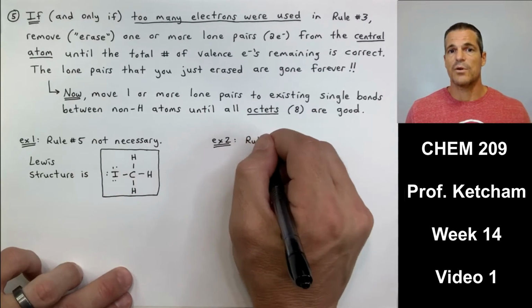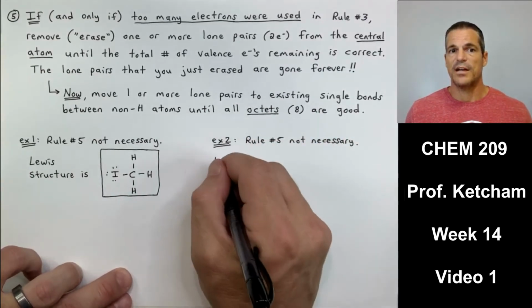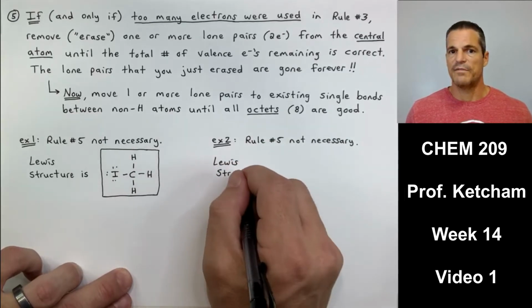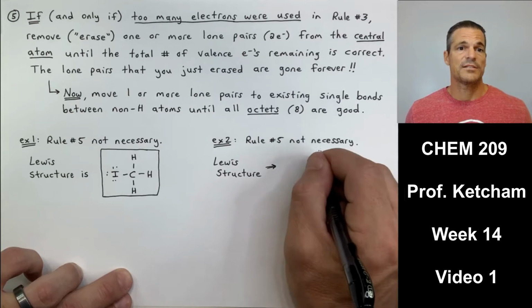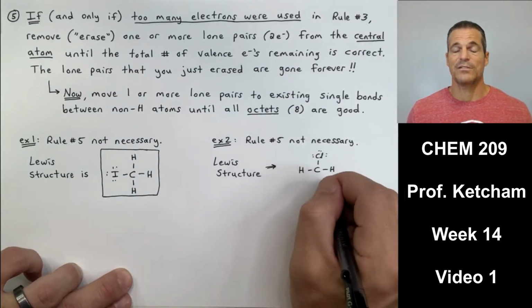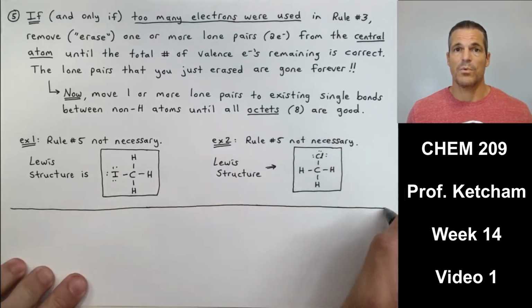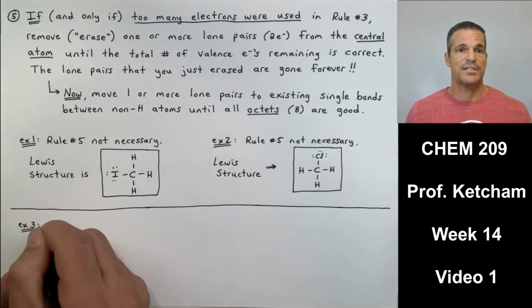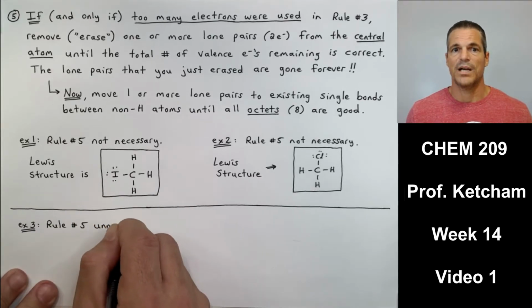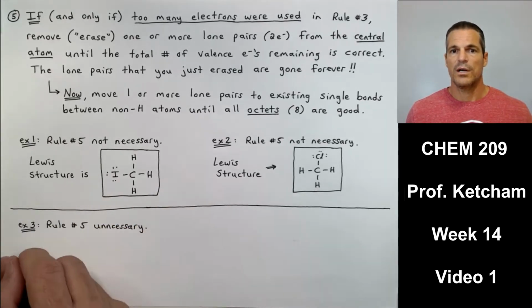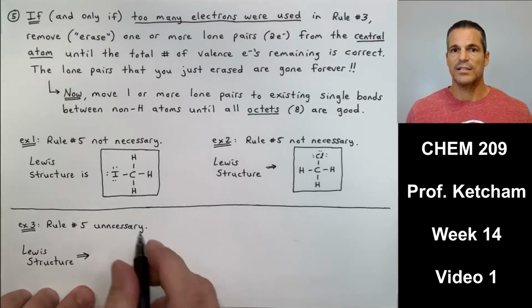So you can see as I'm going through these examples down below right here, rule number 5 not necessary for example 1. Rule number 5 is not necessary for example 2. Why is it not necessary? Well, because my electron count from the end of rule number 4 matches rule number 1 electrons available. CH3I, 2, 4, 6, 8, 10, 12, it's got 14. Done. Example 2, CClH3, 2, 4, 6, 8, 10, 12, 14.